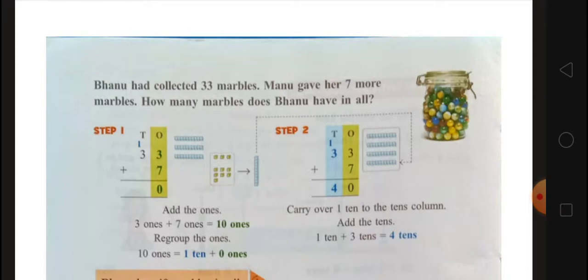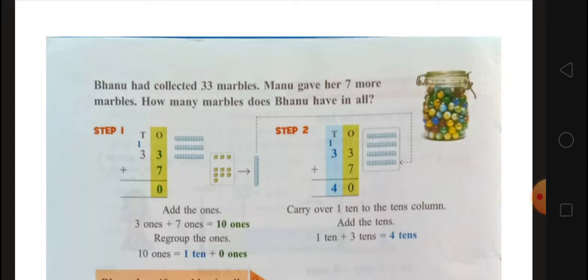How many marbles does Bhanu have in all? Bhanu had collected 33 marbles, and Manu gave her 7 more marbles. How many marbles does Bhanu have in all?